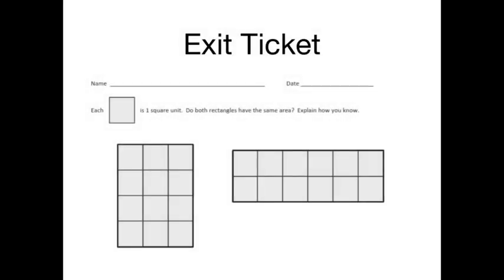All right, guys, today after our Google Meet, you will be completing this exit ticket. You will be completing it digitally, so it will look a little bit different, but it's the same question. The question is, each square is 1 square unit. Do both rectangles have the same area? Explain how you know. So when you're explaining, make sure that you are using complete sentences.